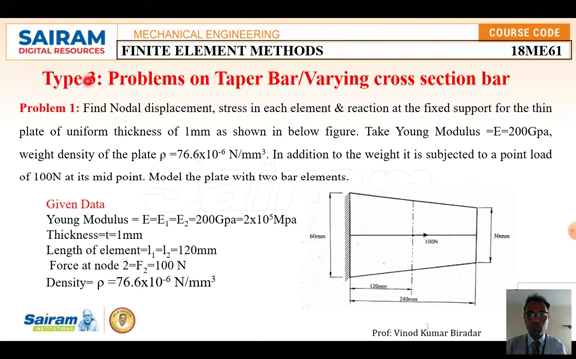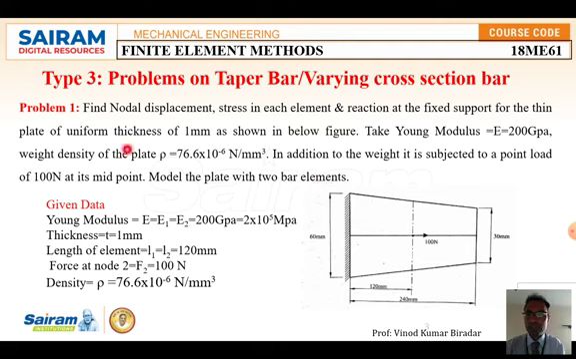Okay, so type 3 problem, that is problems on taper bar, or it is also called a varying cross section bar. So varying cross section bar means what? The diameter is going to decrease. Such type of elements you are going to call a taper bar or varying cross section bar.